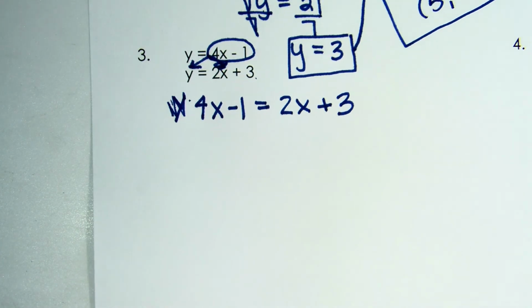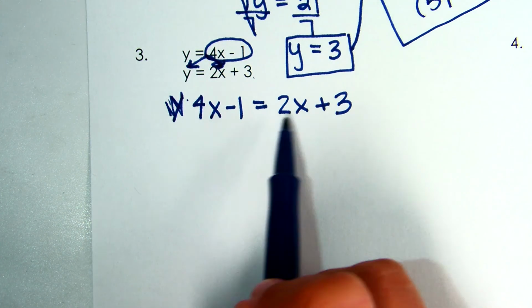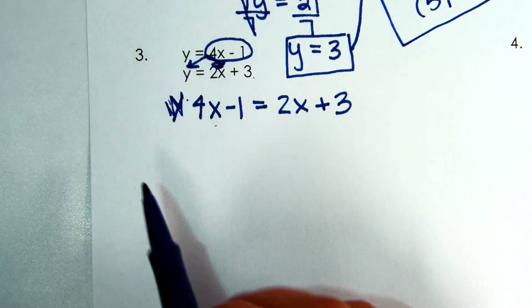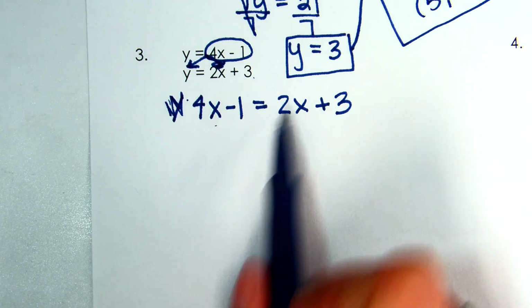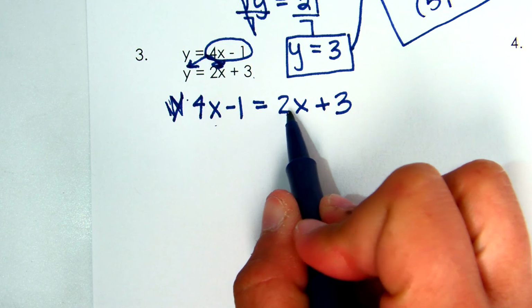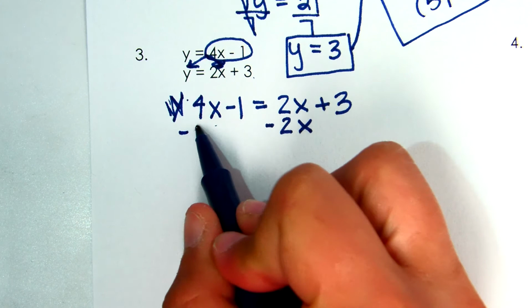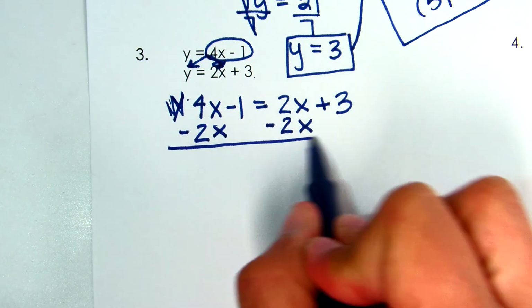Now, I can't combine like terms the same way as in number 1 and number 2 because my x's are on different sides of the equal sign. So in order to get the x's on the same side, I'm going to move the smaller amount. To move a positive 2x to the other side of the equal sign, I have to do the opposite and subtract. So I'm going to subtract like terms.